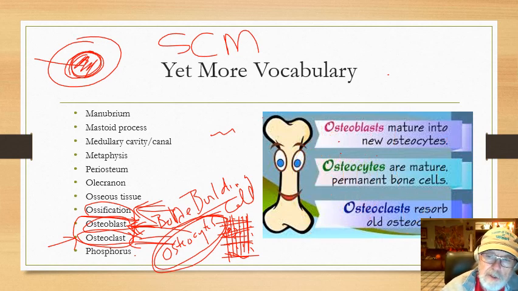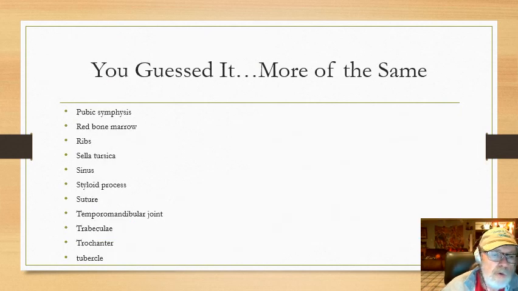And basically it says osteoblasts mature into new osteocytes because what they do is they lay down the collagen, and then they start to get sort of imprisoned where the collagen is. They say, I can't do anything else. Say, okay, now guess what? You have now advanced. We're promoting you from an osteoblast to an osteocyte. So they become osteocytes. And the osteocytes are the permanent bone cells, and the osteoclasts resorb old bone so they could put down new bone. Okay.